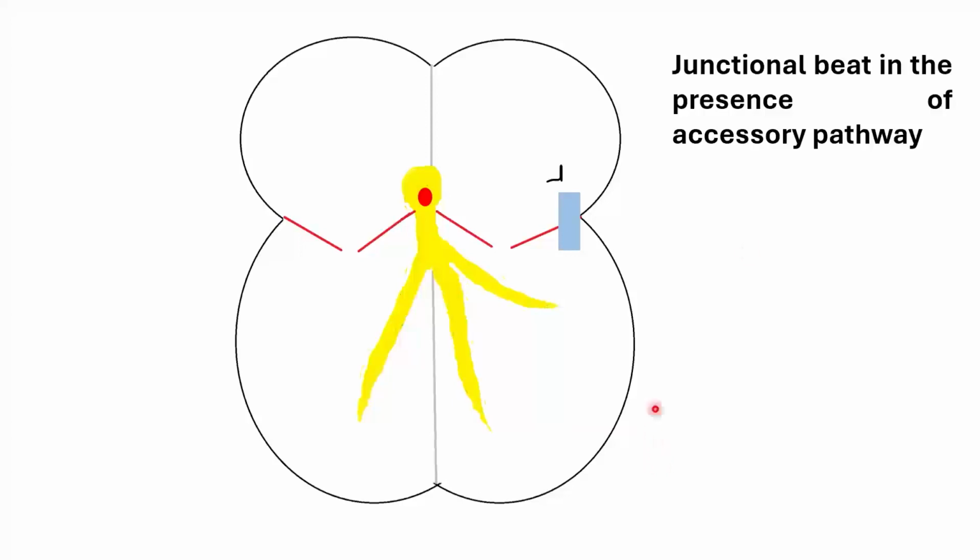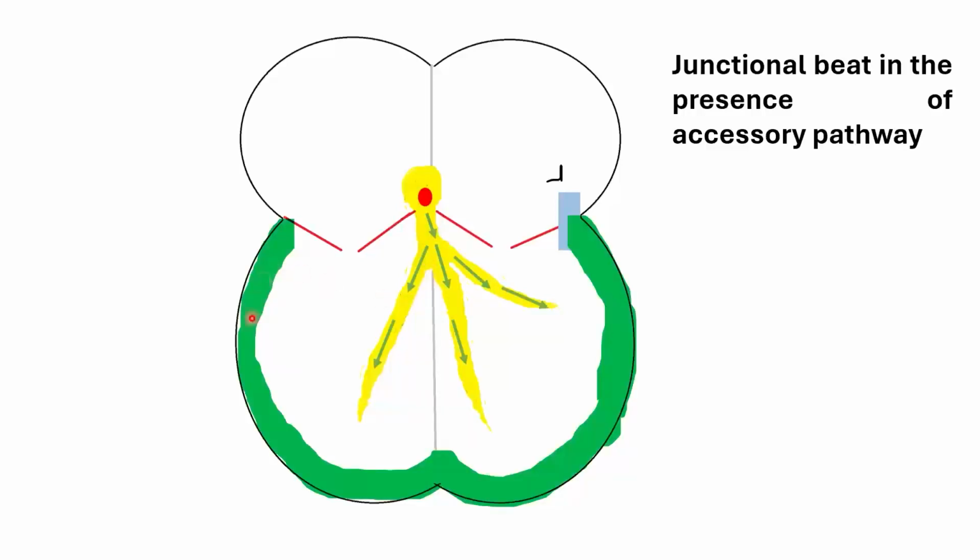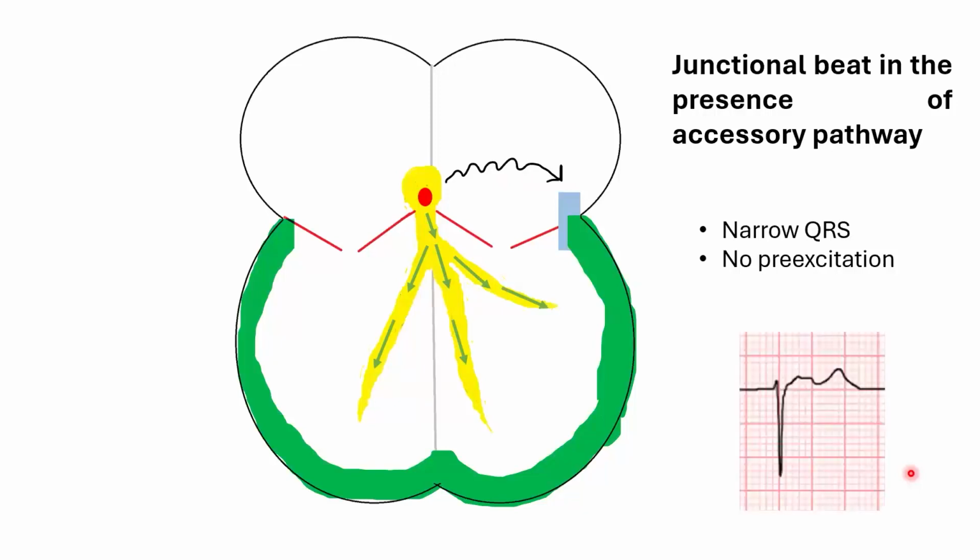Consider a junctional beat in the presence of an accessory pathway. The junctional beat usually arises from the junctional region, from the AV node to the His region. When there is a junctional ectopic, it activates the His-Purkinje system early, so most of the myocardium is activated via the His-Purkinje system. While the His-Purkinje system is activated, it may go into the pathway, but before the pathway is activated, the entire myocardium is activated by the His-Purkinje system. Hence, in the presence of an accessory pathway, the junctional beat will usually have a narrow QRS with no pre-excitation.